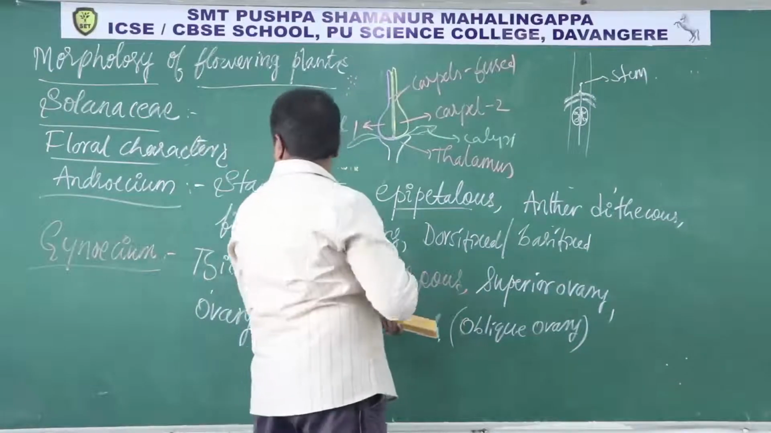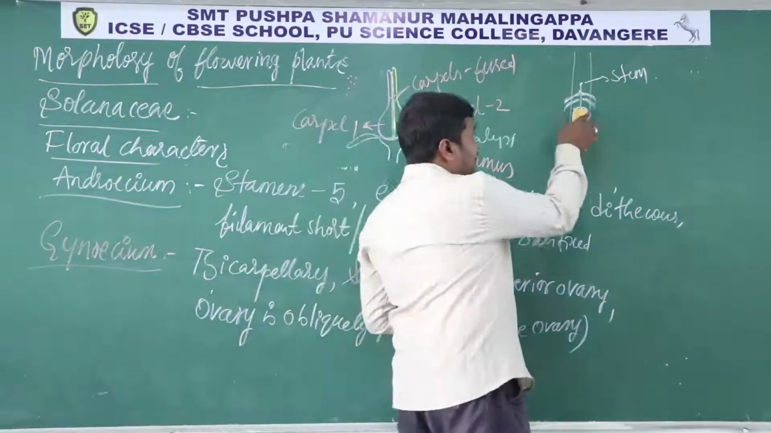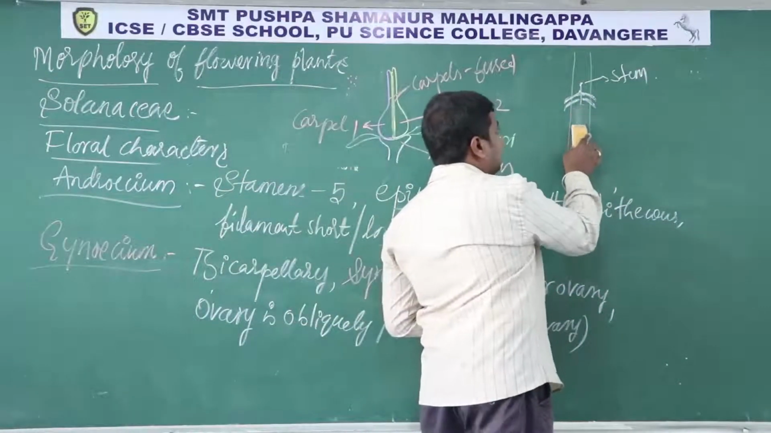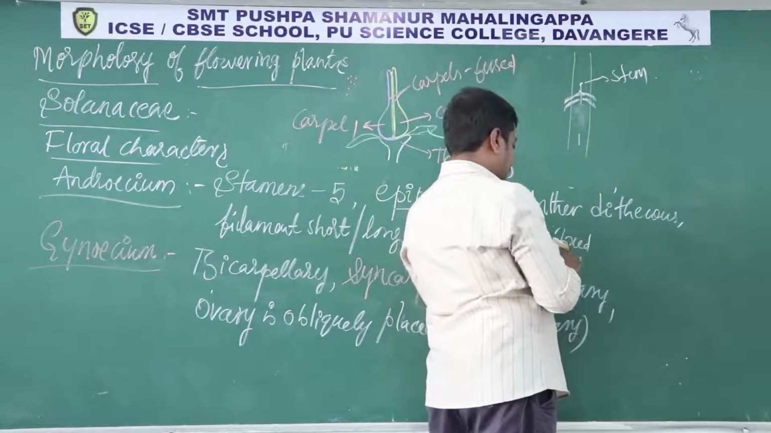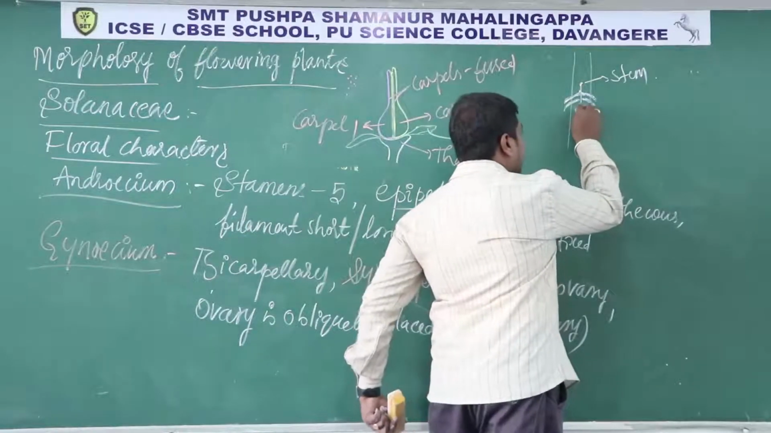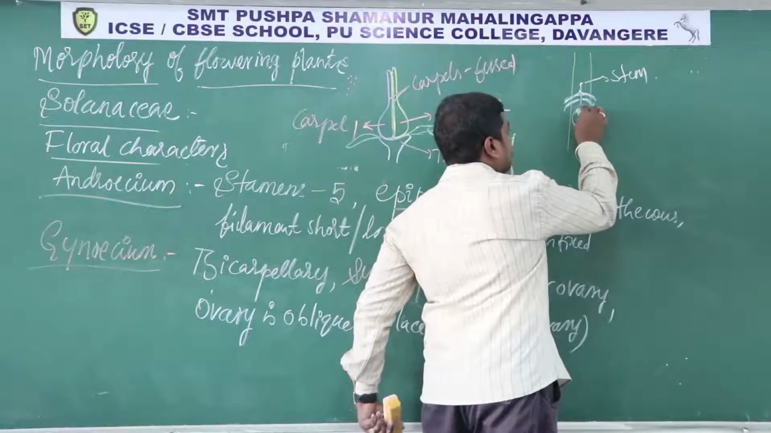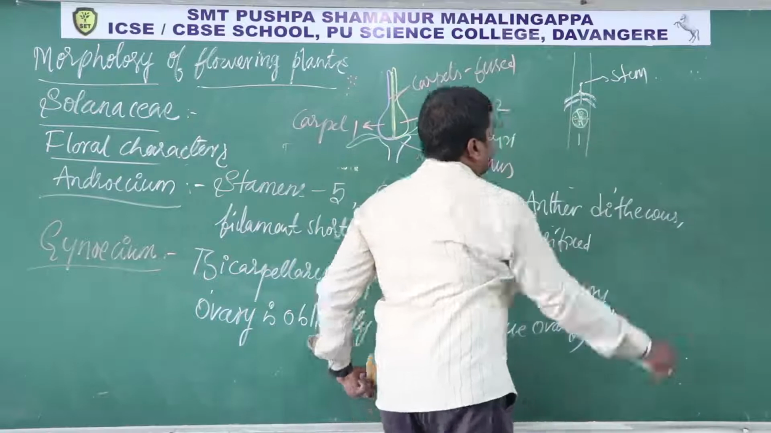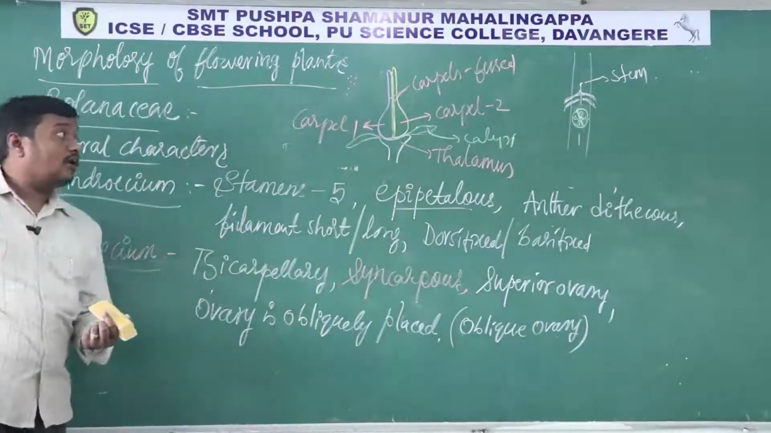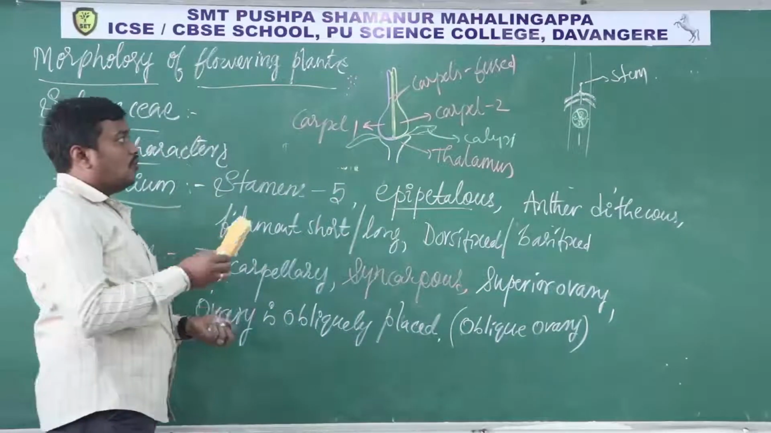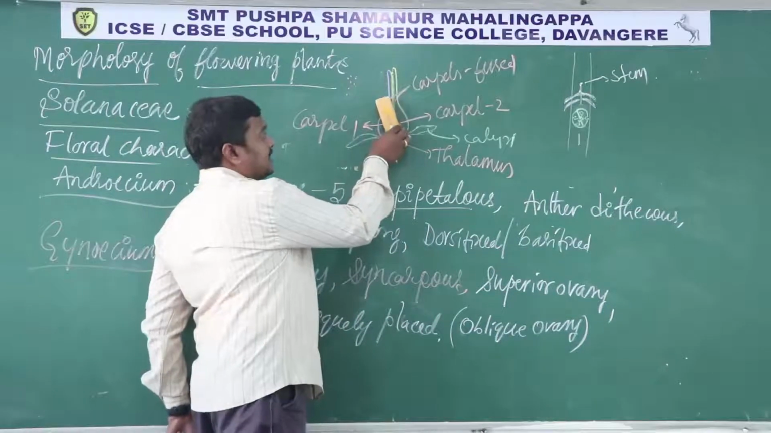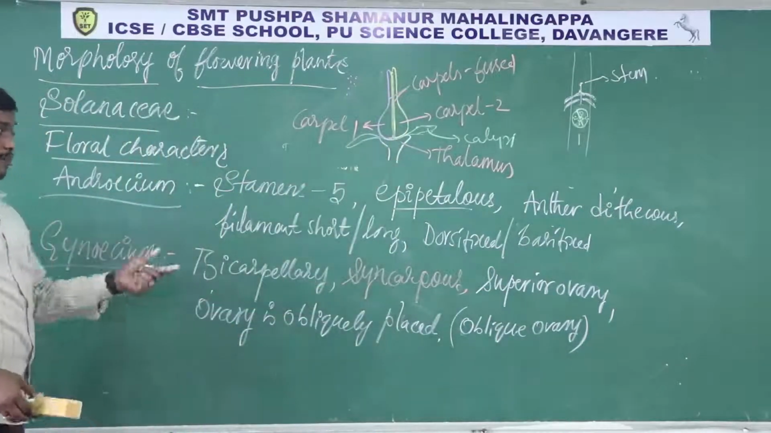But here in Solanaceae, instead of like this, the ovary is slightly tilted. So instead the ovary axis crosses like this. So this is called a tilted ovary or obliquely placed ovary. So the ovary should be like this, but here it is slightly like this. Okay, so that is called oblique ovary.